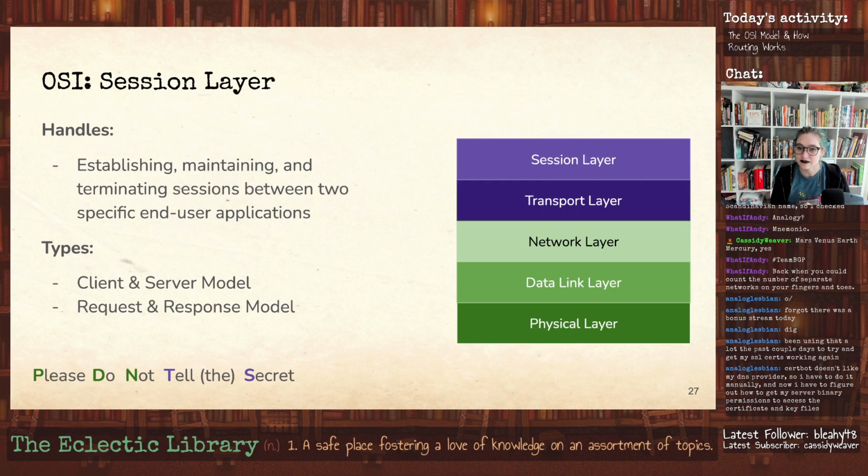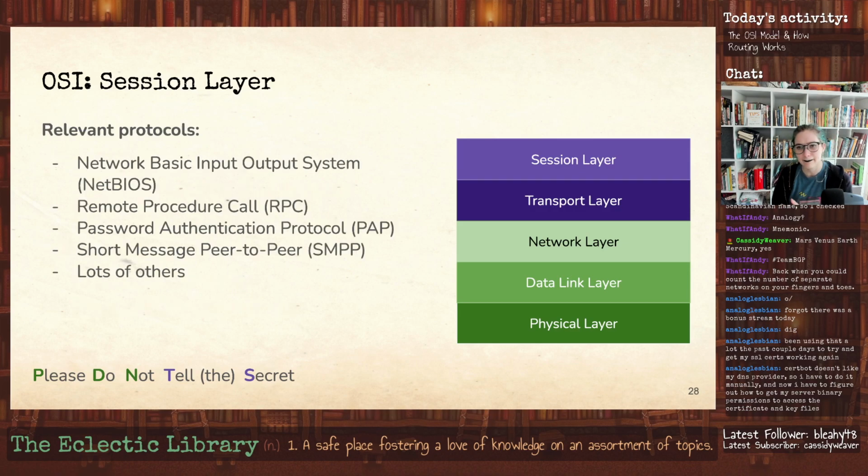Whereas with a request and response model, once the connection is established, there's pretty much continuous back and forth saying, "Hey, do you have that thing for me?" "No, I don't have it." "Hey, do you have that thing for me?" "No, I don't have it." "Hey, do you have that thing for me?" "Yep, here it is." And then the session maybe ends. So those are the two models, very simply put, as far as design of different protocols in the session layer.